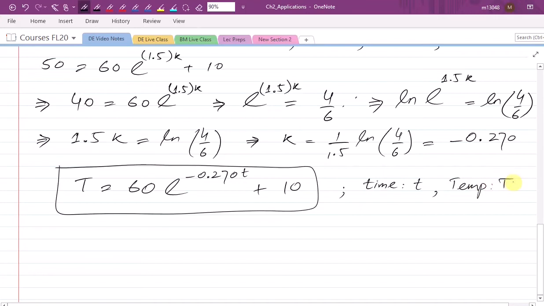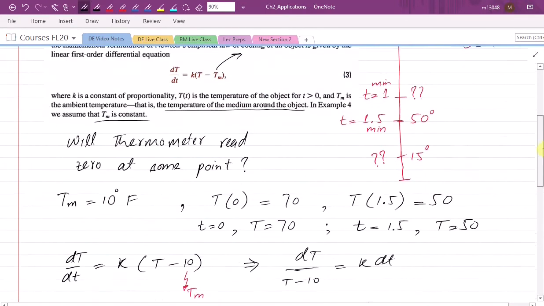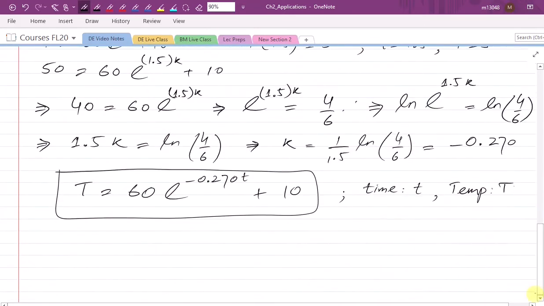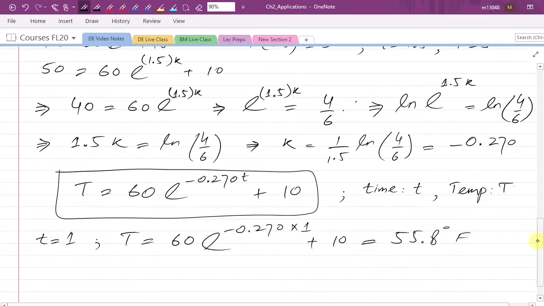Now we can answer any question from here. Our first question was, what will be the temperature at time t equals 1 minute? That's very easy to answer now. We put t equals 1 and see what the temperature is. 60 e power minus 0.270 into 1 plus 10, and that is equal to 8 degrees.